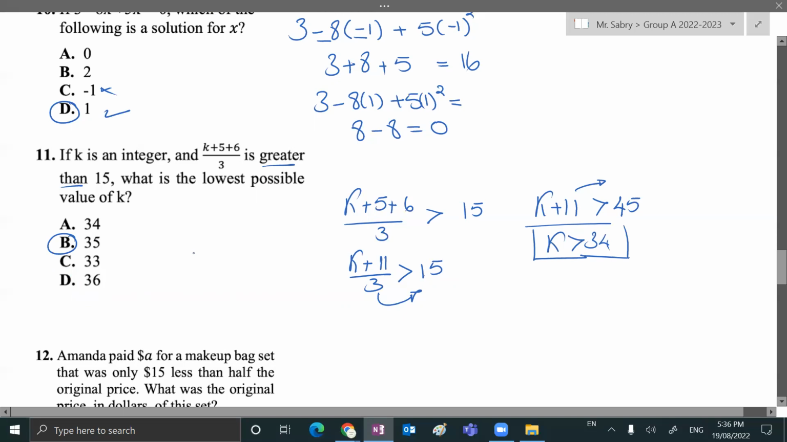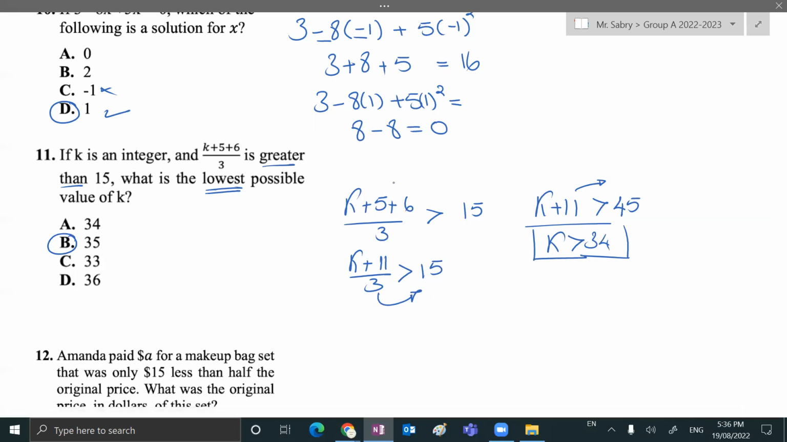K is supposed to be bigger than 34. Like, how do you know it's not 36? What's the lowest possible value for K? It could be 36, it could be 100. But they want the lowest that could be there. So the lowest that's still bigger than 34. Yeah, exactly. Okay, thank you.